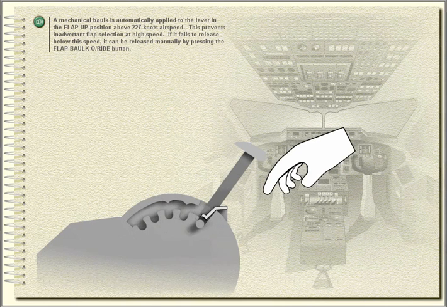A mechanical balk is automatically applied to the lever in the flap up position above 227 knots airspeed. This prevents inadvertent flap selection at high speed. If it fails to release below this speed, it can be released manually by pressing the flap balk override button.